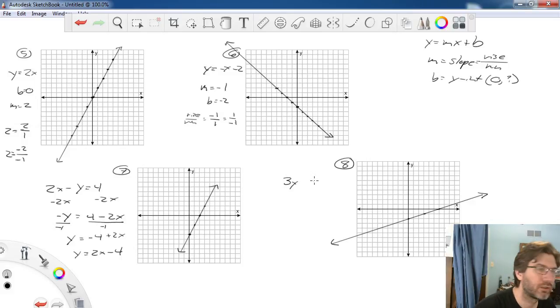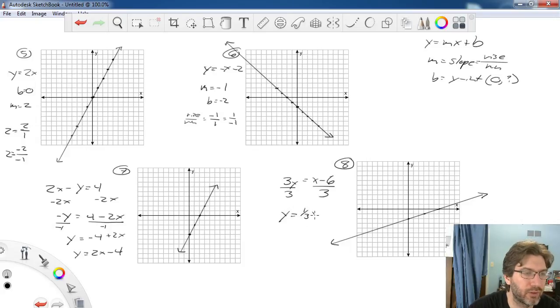8 was 3y equals x minus 6. In this case, again, you want to get y by itself, so divide by 3 on this side, divide by 3 on this side. And just be careful with things. So y equals x divided by 3 is 1/3 x. And then negative 6 divided by 3 is negative 2. So my y-intercept's at negative 2, and my slope is 1 over 3. So up 1 over 3, up 1 over 3. Hopefully that clears that up for you.